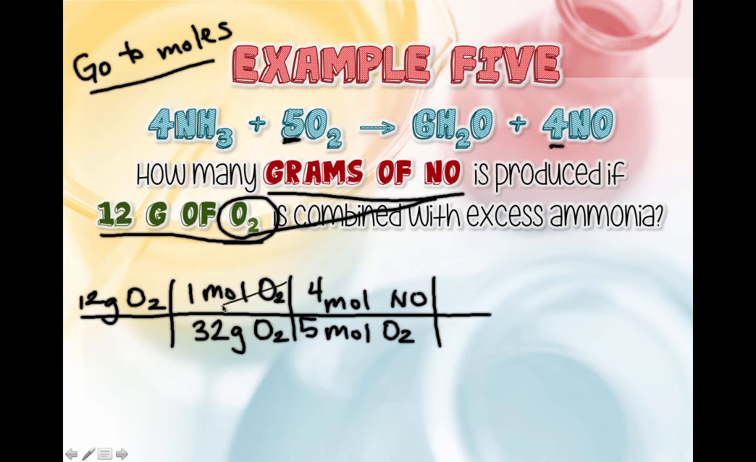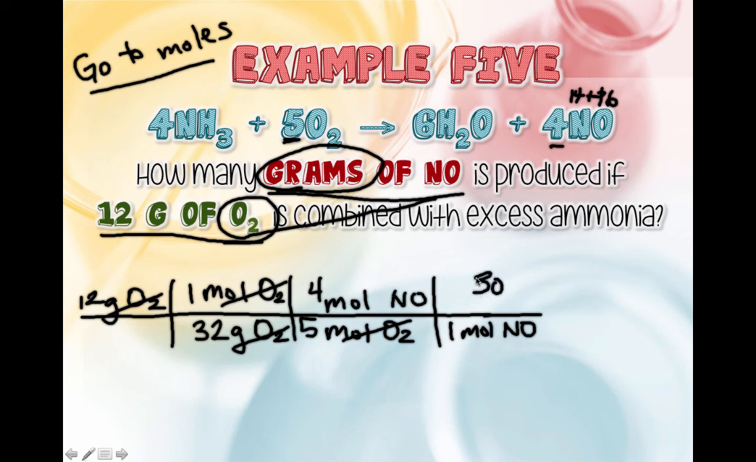Now, moles of oxygen has canceled away. Grams of oxygen has canceled away. I have one more step to turn moles of nitrogen monoxide into grams of nitrogen monoxide. So for 1 mole of NO, how many grams are there? Let's add the mass of nitrogen plus the mass of oxygen. Oops, just 1 oxygen, so 16. 14 plus 16 gives me 30 grams per mole.